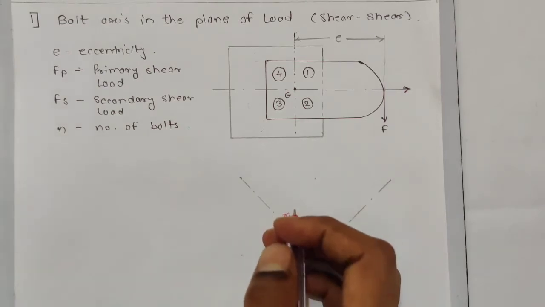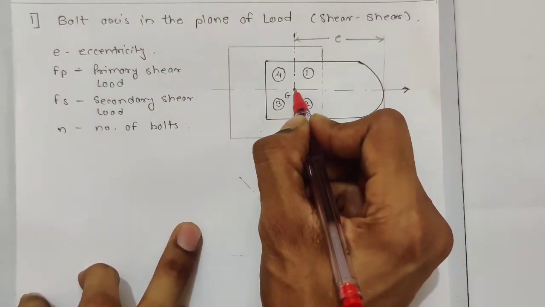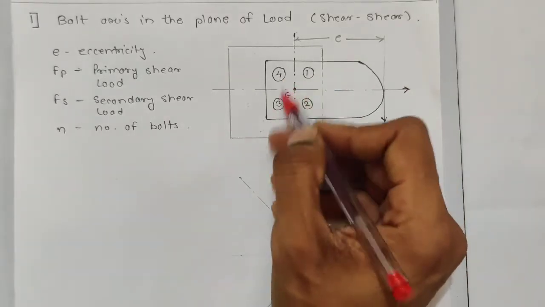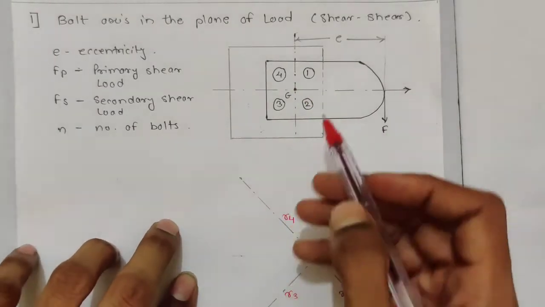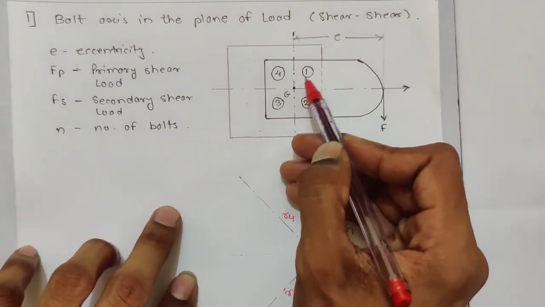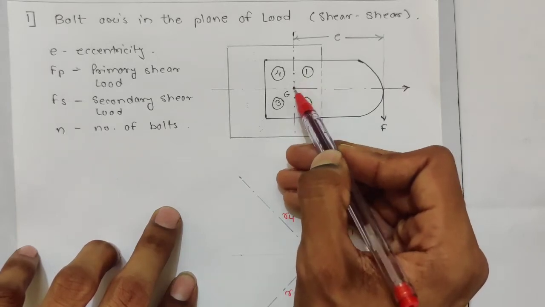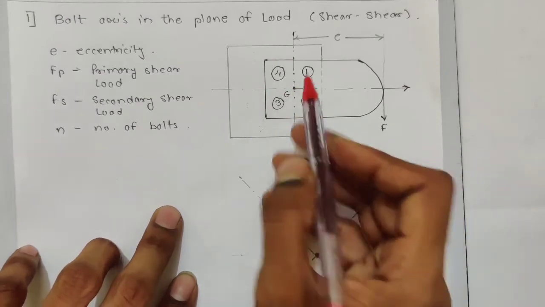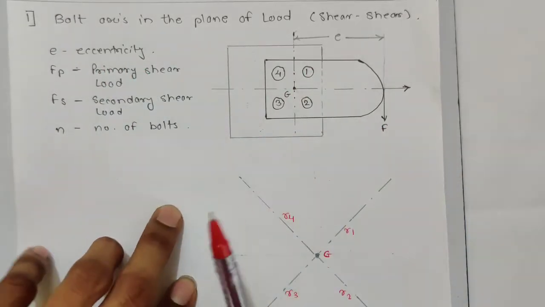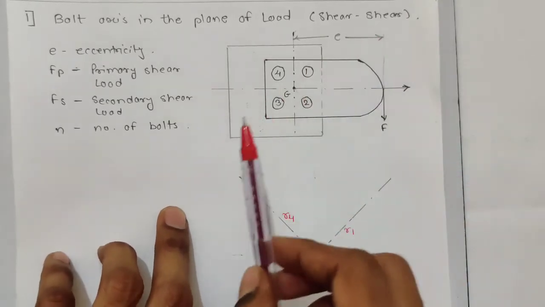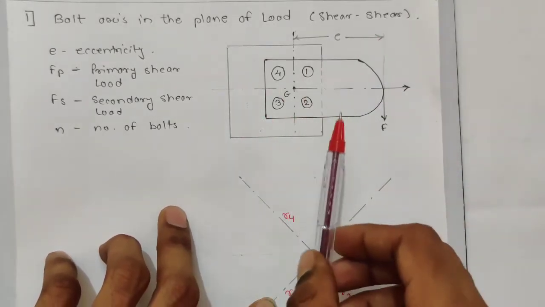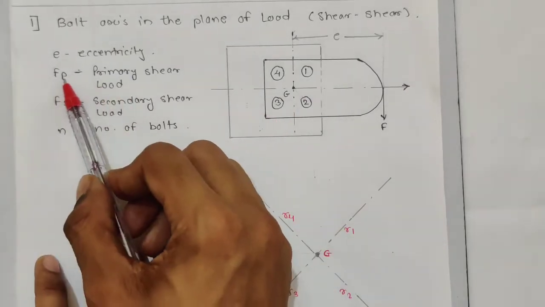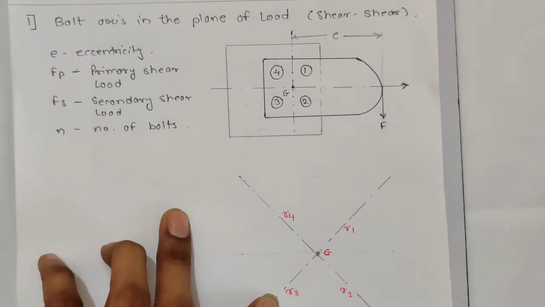Now this G is the center of gravity of the four bolts. The distance of the first bolt from the center of gravity we call R1, radius 1, and the others we call R2, R3, R4. E is the eccentricity, and as I said, it is a shear case, meaning two shear stresses are going to act on each bolt. First, the primary shear load. What is primary shear load?